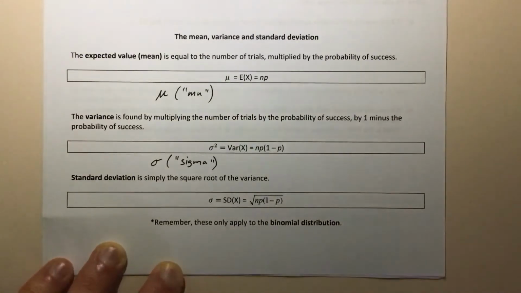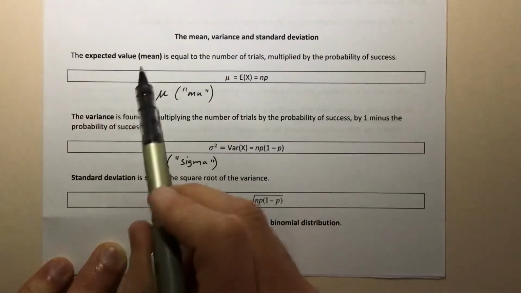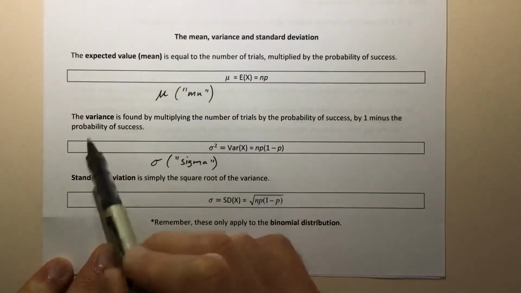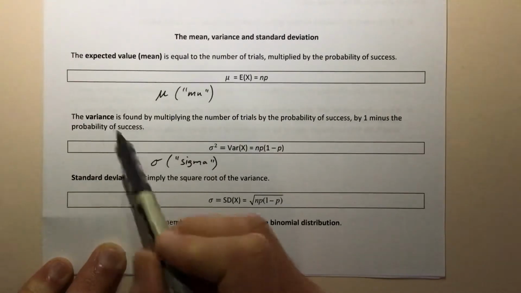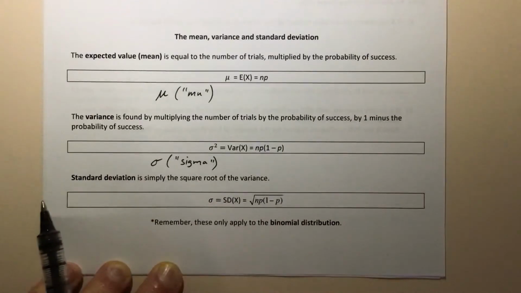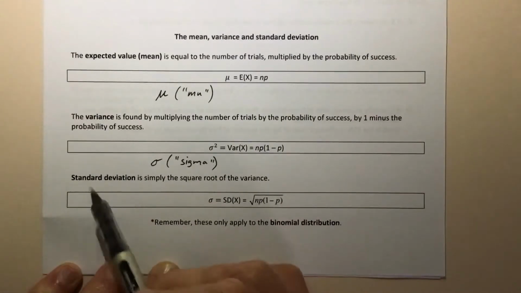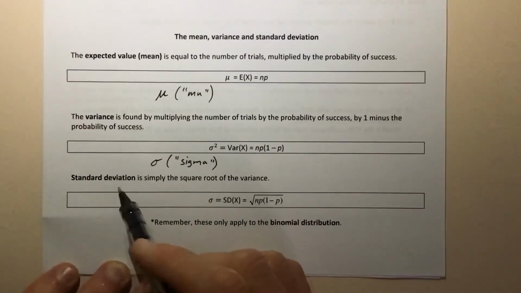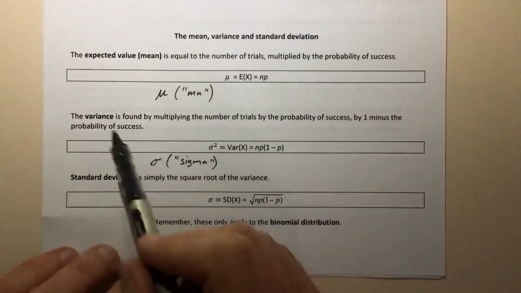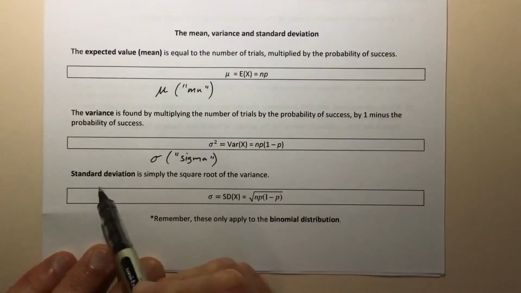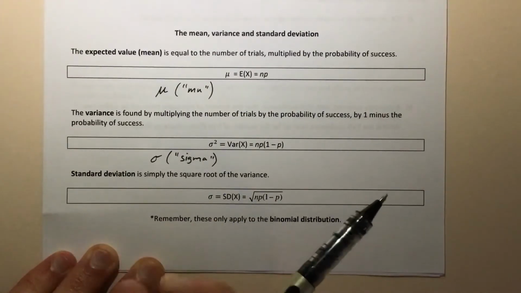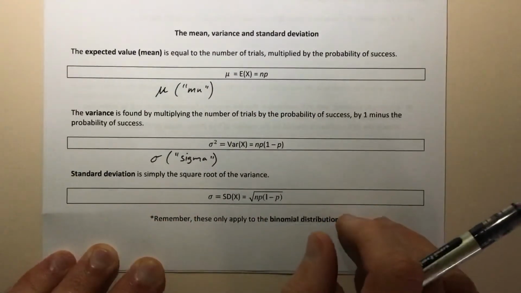Now, it's important to understand that the variance and the standard deviation are both measures of spread. They give us an indication of how big a range of results we might expect. So if the variance and the standard deviation are high, it means that there's quite a big range of how many successes we're likely to get. If the variance and standard deviation are small, it means there's a bit more accuracy in terms of the range of successes that we might have.